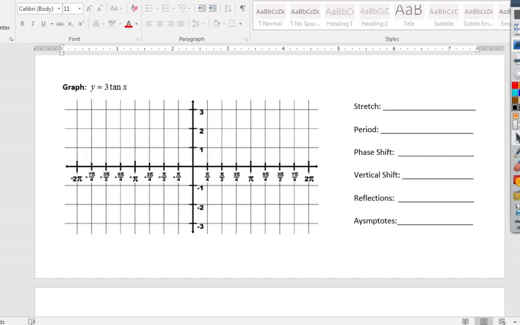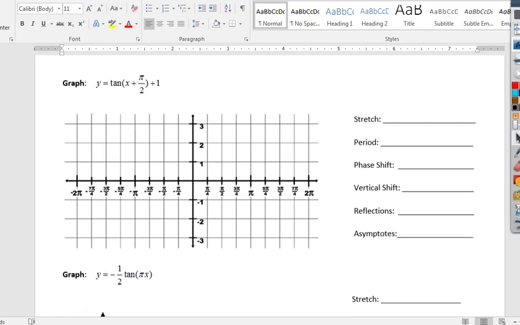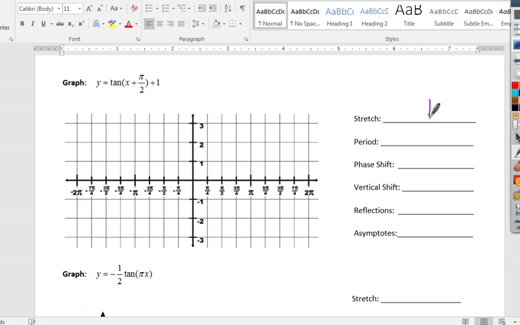Okay, so let's move on to our next one. We're going to be looking at y is equal to tan of x plus pi over 2, plus 1. We're going to fill out the pieces here. Since there's a 1 coefficient in front of the tangent, the stretch will be 1. Since the coefficient in front of the x is 1, the period has not changed, so the period will be pi.